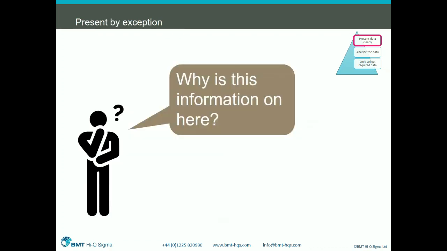But I would focus as well on, you've got to make sure you present by exception. And, in my view, if something's on the dashboard, we need to talk about it. If it's on there and we don't need to talk about it, what's the point in it being on there? You have to consider the so what. Why do we need to present this data?